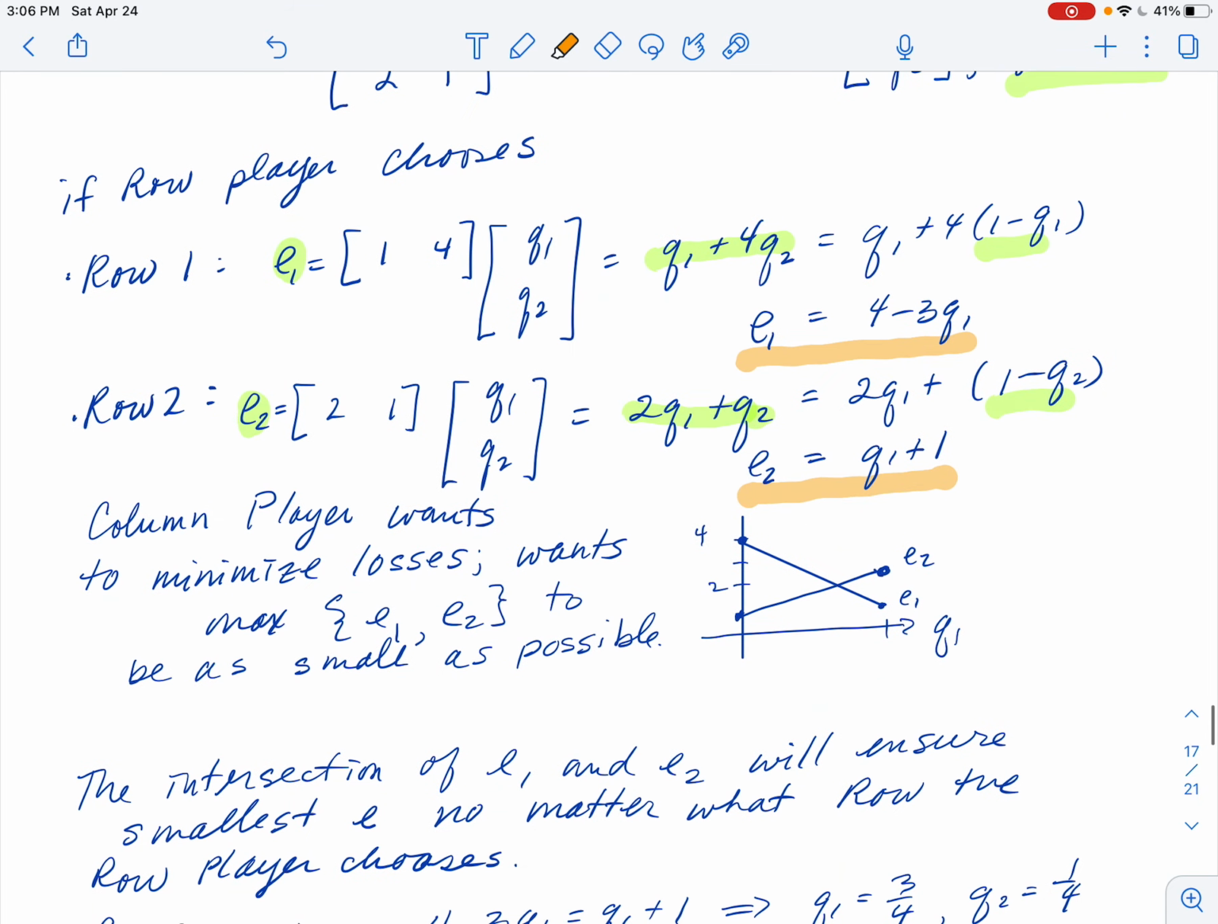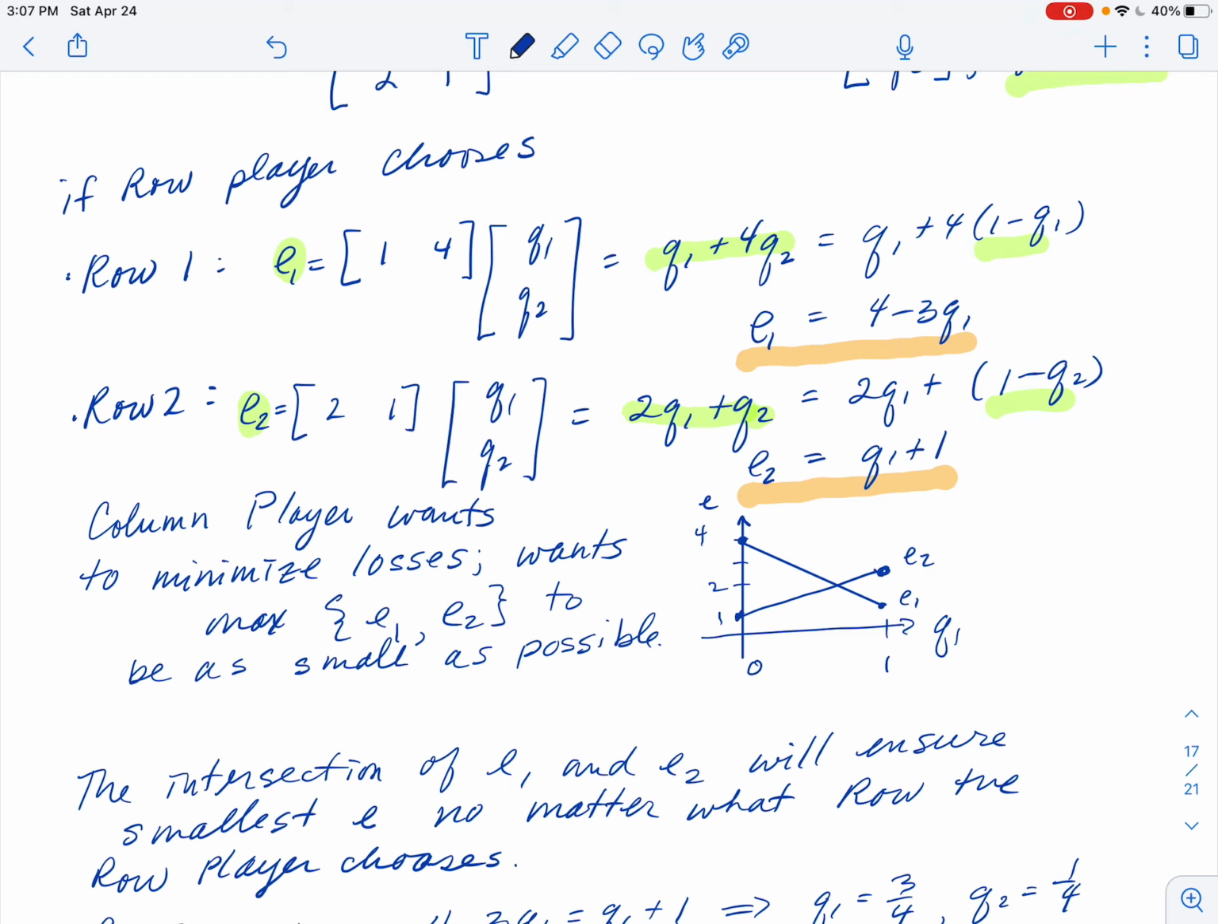All right, now take a look here. I've graphed these two lines, right? And so these are E values for different Q values. And notice Q1 has to be between 0 and 1, so I've only graphed it on that interval. And so E1 is a line that has a y-intercept, or an E-intercept, of 4 with a slope of -3. E2 has a positive slope of 1, okay, and it has a y-intercept of 1.